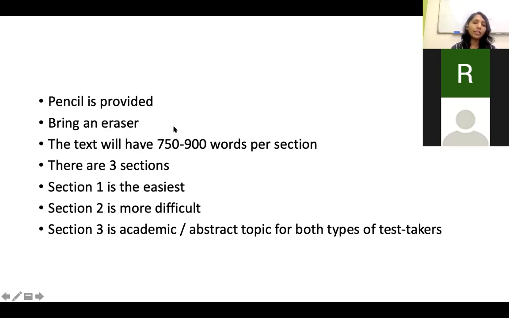So you'll have 3 reading sections, and in each section the text will be about 750 to 900 words. The difficulty level keeps increasing as you progress from one section to the next. Section 1 is the easiest of all, and section 2 is slightly more difficult. Section 3 is more academic. It is more of an academic section for both types of test takers, so this will contain an abstract topic or an unfamiliar idea.